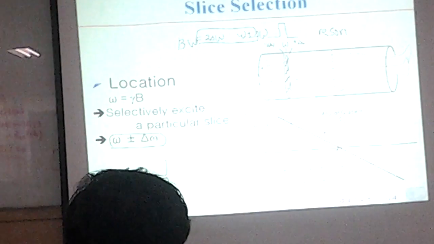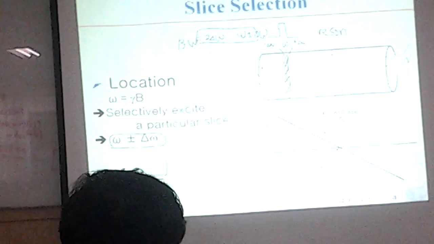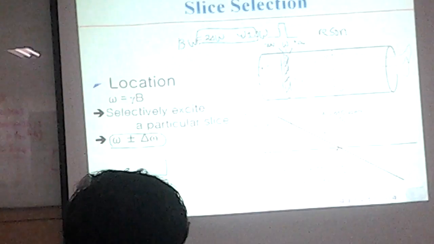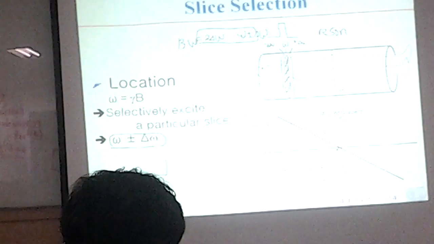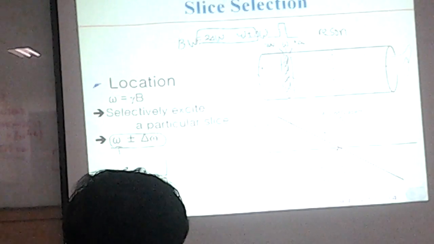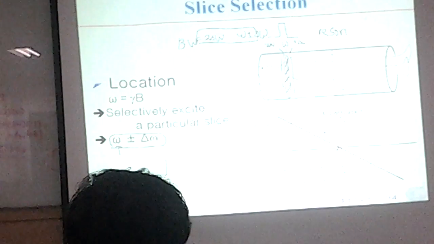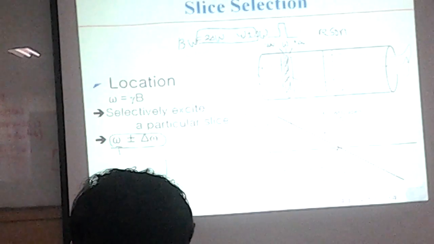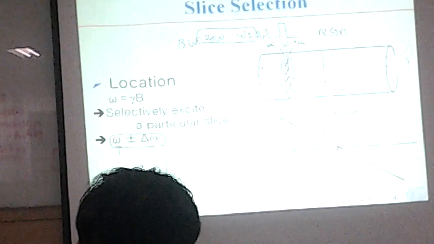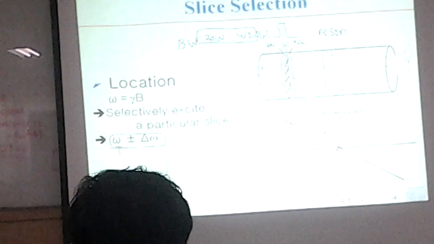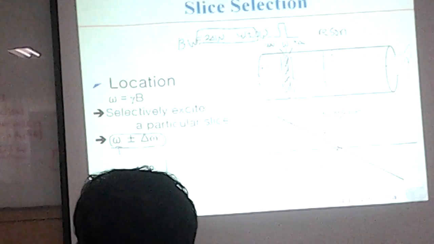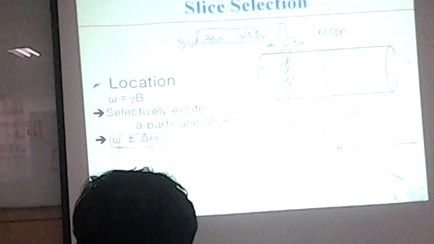Right? If we change the delta omega, then the thickness of the slice is changed. And if we change the center frequency omega, then we can change the position of the slice here. Right? So we can get any slice and any thickness by controlling the center frequency and the bandwidth of RF pulses. Okay. This is the slice selection technique.